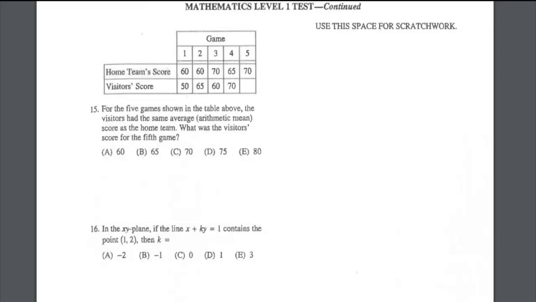In the xy plane, if the line x plus ky equals 1 contains the point (1, 2), then k equals what? If it contains that point, the x coordinate and the y coordinate should satisfy that relation. By substituting 1 instead of x and 2 instead of y, the 1 at the left hand side should equal the 1 at the right hand side, so k should be equal to 0, and the suitable answer is going to be number C.